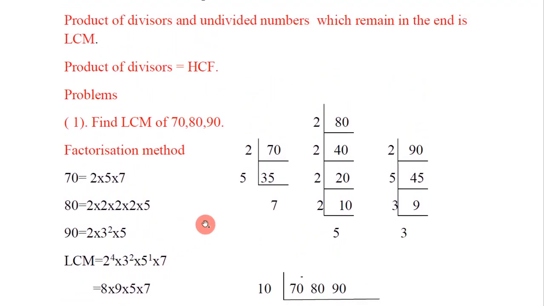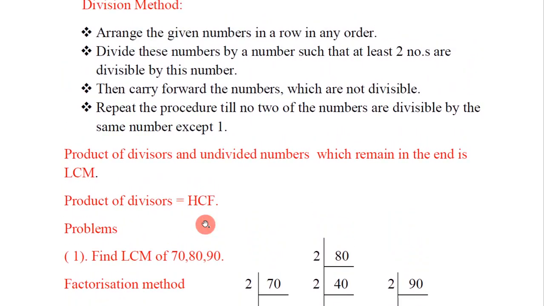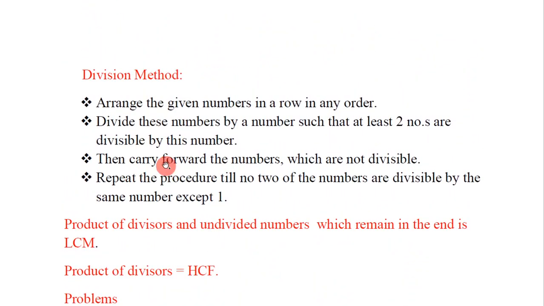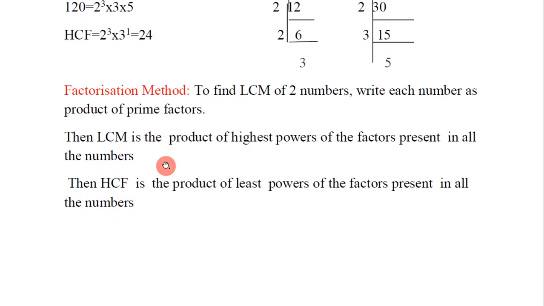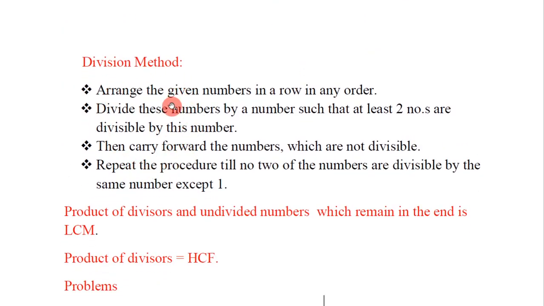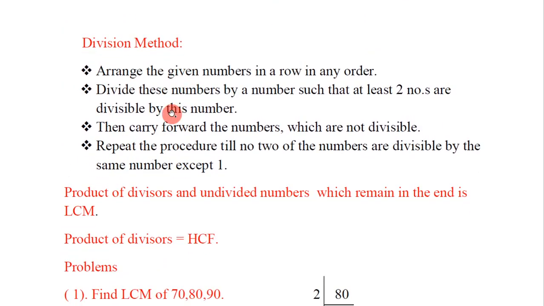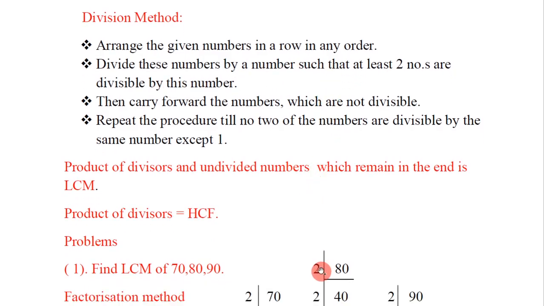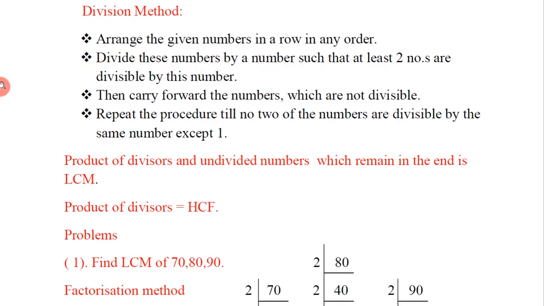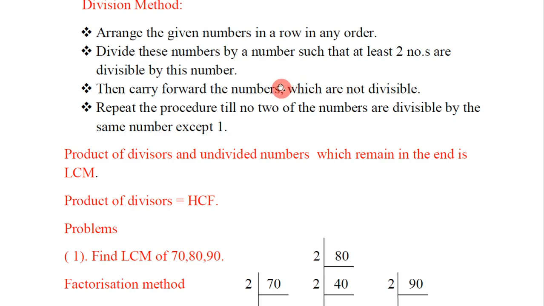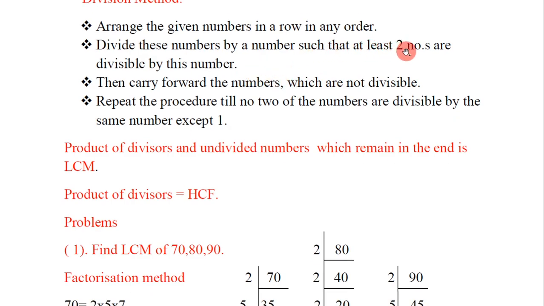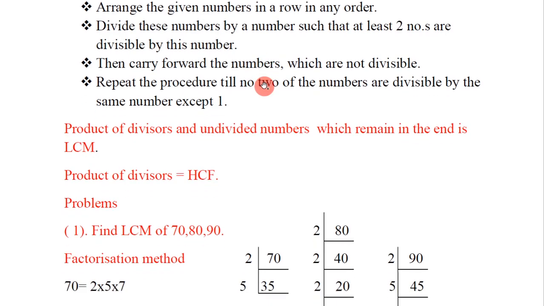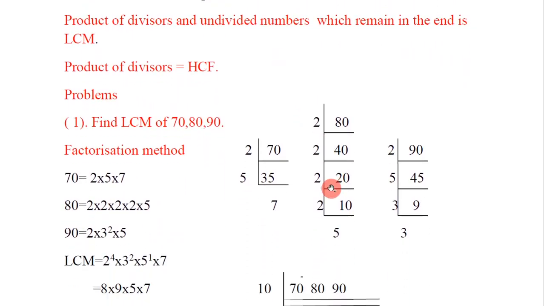Now we give another method to find the HCF and LCM of numbers. It is called the division method. So in this division method, we consider all the given numbers in a row in any order. So take all the numbers, 3 numbers or 2 numbers or 4 numbers, and divide these numbers by a number such that at least 2 numbers are divisible by this number. So I will explain this with this example.